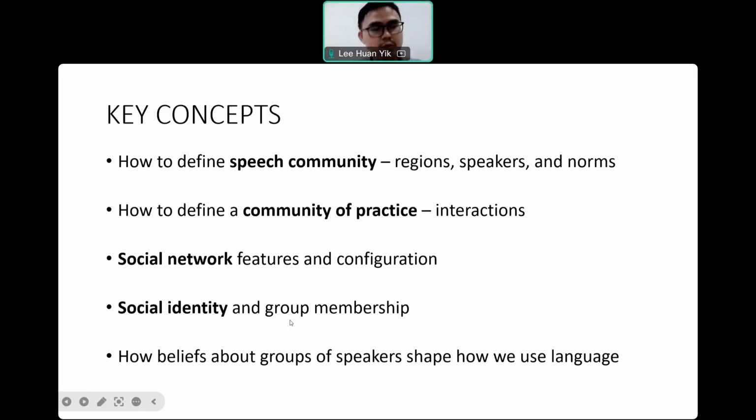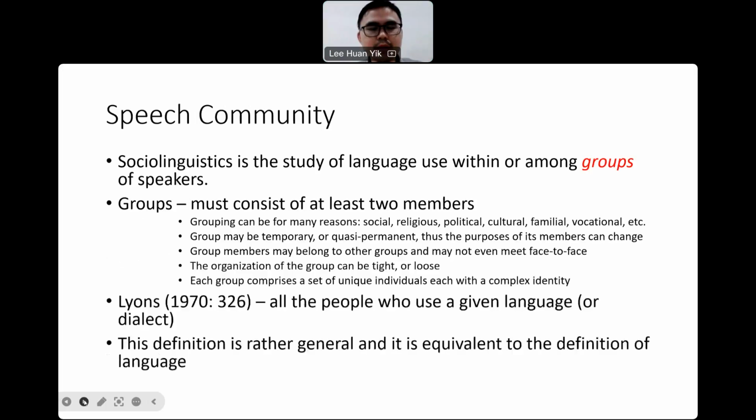So, of course, this week we'll be looking at certain key concepts. First of all, how to define speech community. So we have regions, we have speakers, and we have norms, right? And how are we going to define a community of practice? That's something very interesting that we should explore as well in terms of interactions. We will also be learning some social network features and configuration, social identity and group membership, and last but not least, how beliefs about groups of speakers actually shape how we use language.